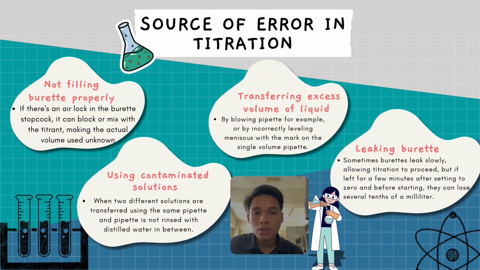For the third one, transferring excess volume of liquid by blowing the pipette, for example, by incorrectly reading the meniscus with the mark on the single volume pipette. For the last one, leaking burette. Sometimes a burette leaks slowly enough to allow titration, but will lose several tens of milliliters if left for several minutes after the titrant level has been set to 0 and before titration started.